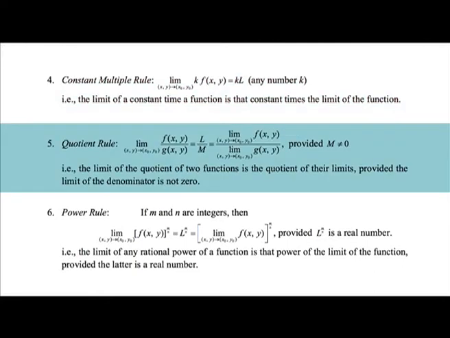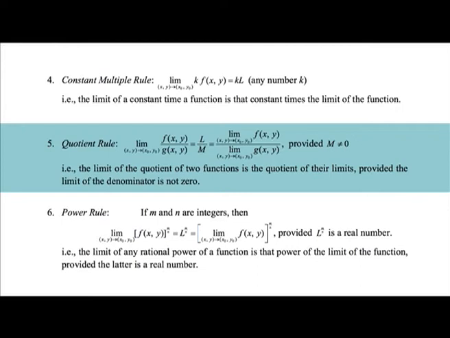Quotient rule: the limit as (x,y) approaches (x0,y0) of the ratio f(x,y) by g(x,y) is equal to L by m, which is equal to the limit of f(x,y) all divided by the limit of g(x,y), provided m is different from 0.